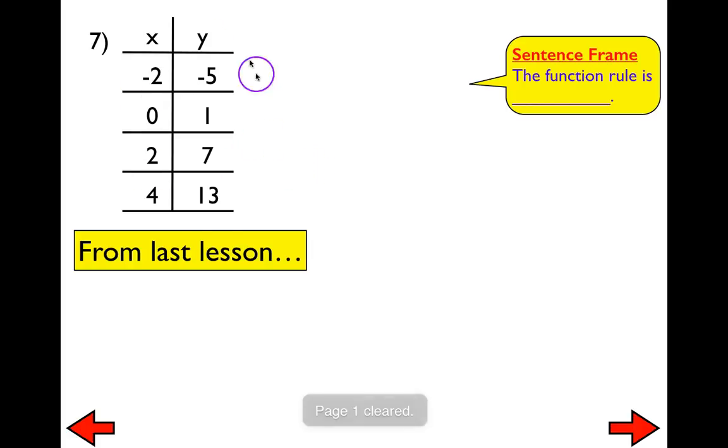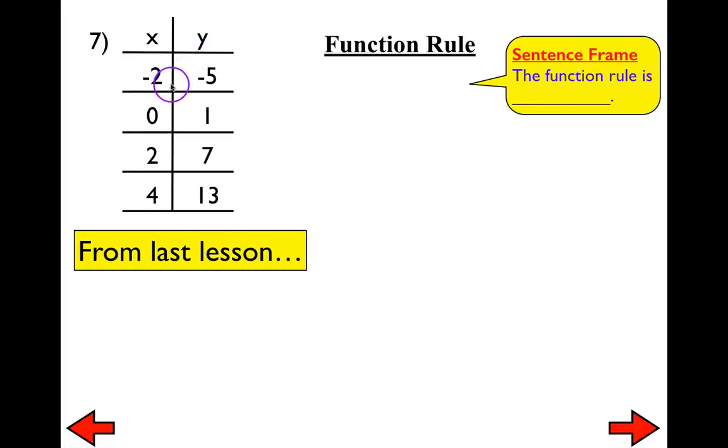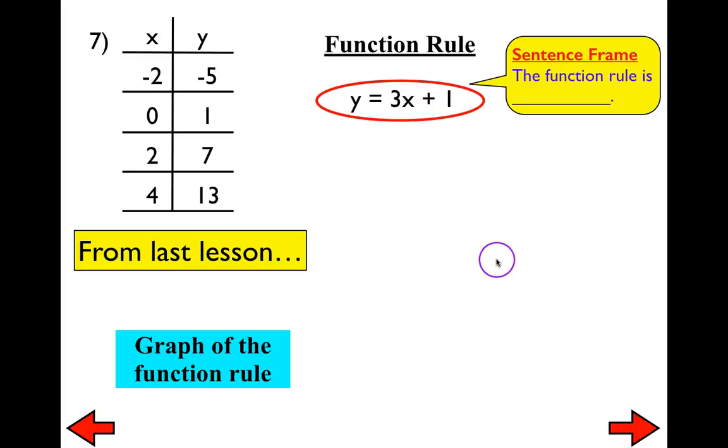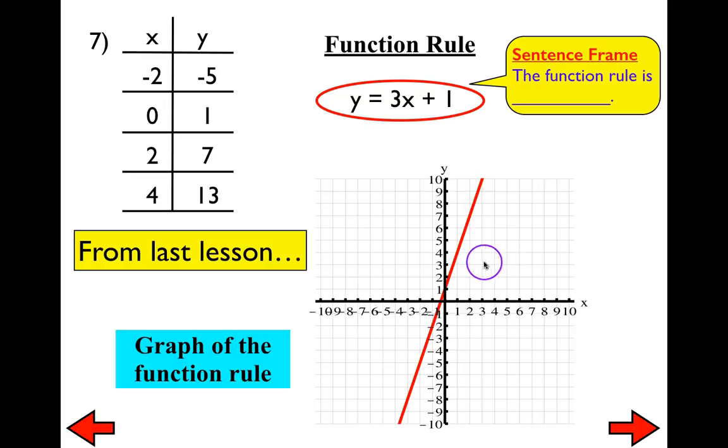Now, taking a look at this one, also pulled from yesterday, we found that the function rule was y equals 3x plus 1. Okay. For some, you may have had to graph it to see because it might be difficult for you to generate this on your own. So this would be another option.